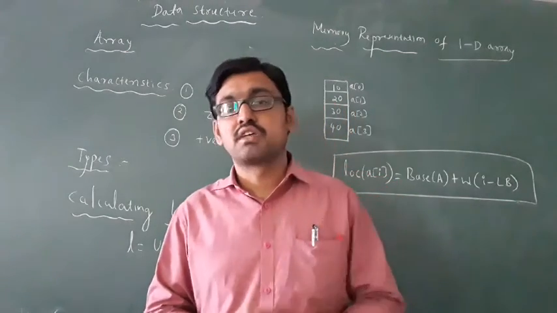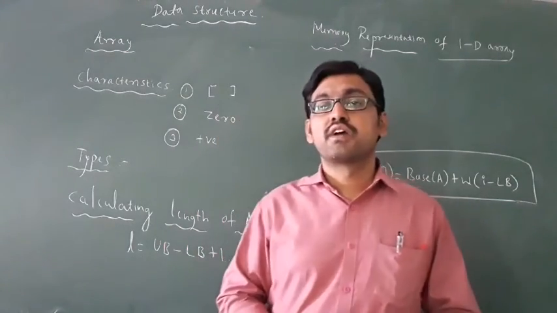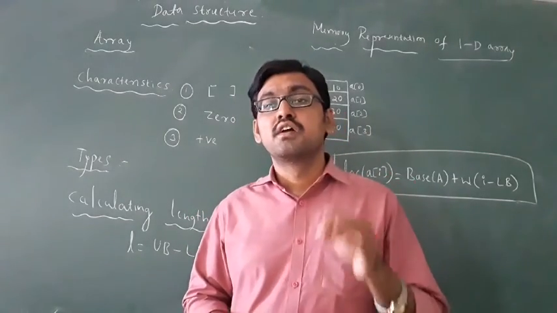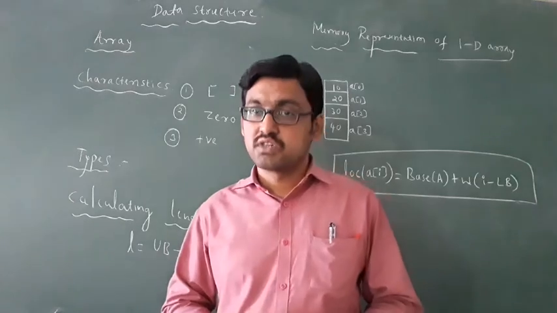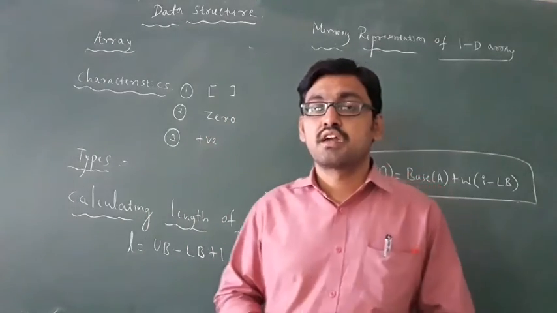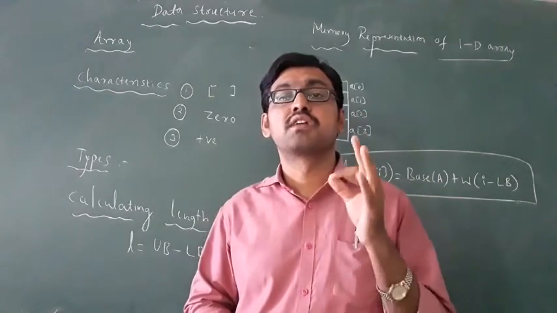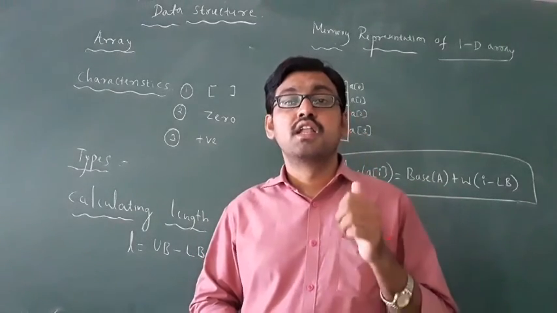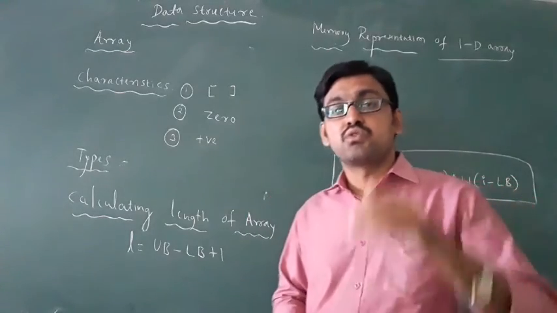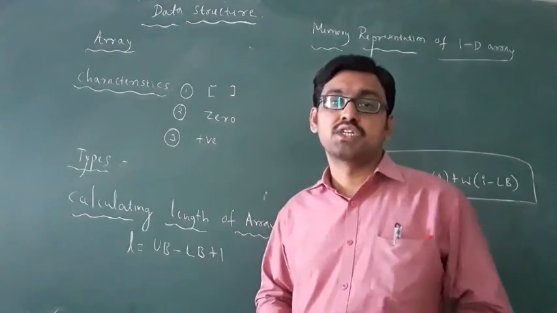Non-primitive data structure can be classified into two types: one is a linear data structure, the second is a non-linear data structure. A linear data structure, the best example is array. Why? What is a linear data structure? Linear data structure means the data will be stored in sequential memory locations.